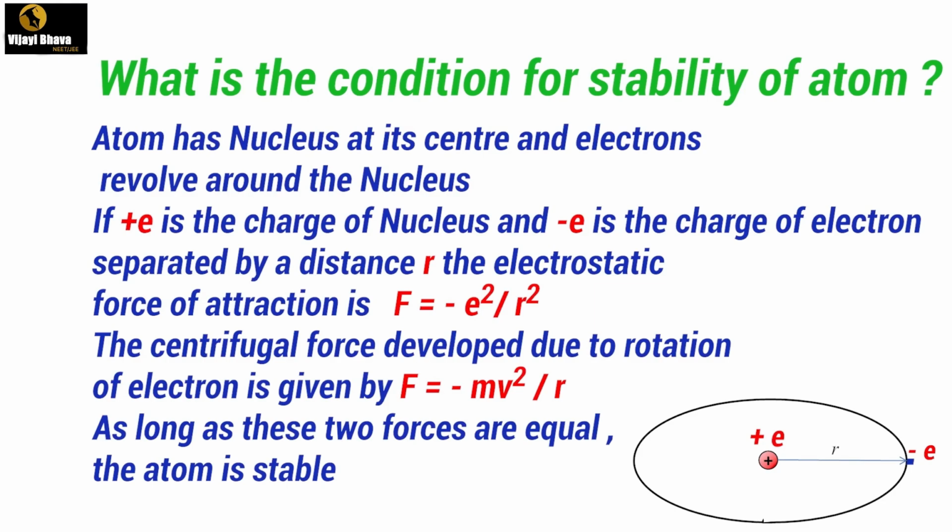If +e is the charge of the nucleus and -e the charge of electrons, which are separated by a distance r, then the electrostatic force of attraction between them is given by F = -e²/r². And when these electrons keep revolving around the nucleus, the centrifugal force developed due to rotation of the electron is given by F = -mv²/r. As long as these two forces are equal, the atom remains stable.